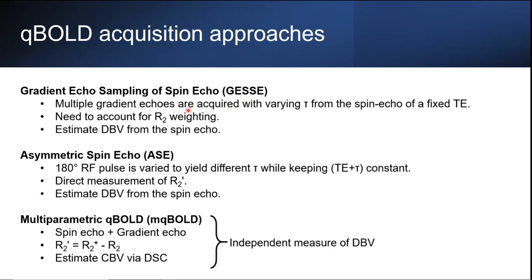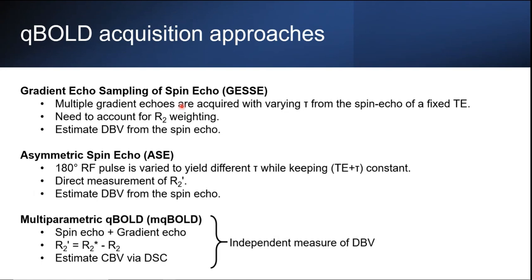Essentially it is like an EPI sequence, but without the blips between lines, which allows you to get very closely spaced echoes when you loop around to fill most of k-space. But because you're changing the echo time at the same time as the tau value, you then have to fit for the R2 and the R2 prime at the same time, and so that makes things more complicated. But we can estimate, in theory, the DBV from the spin echo data within that GESSE data set. So that's nice and self-contained.